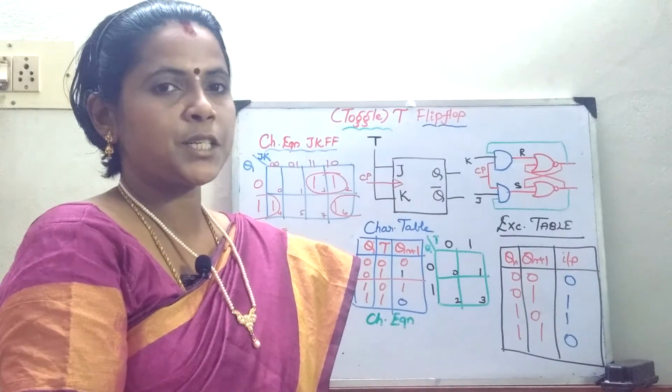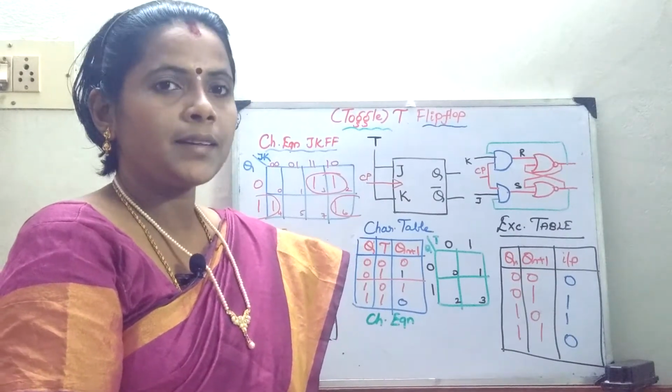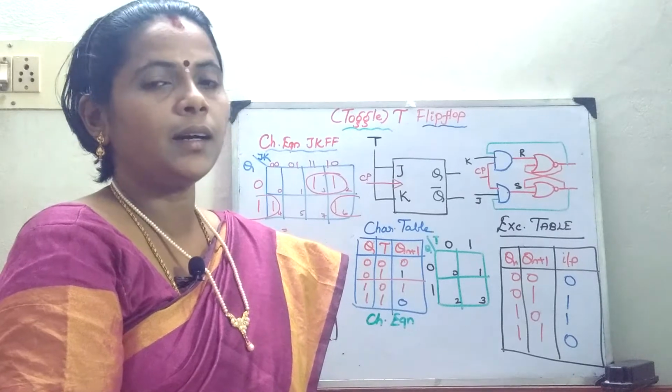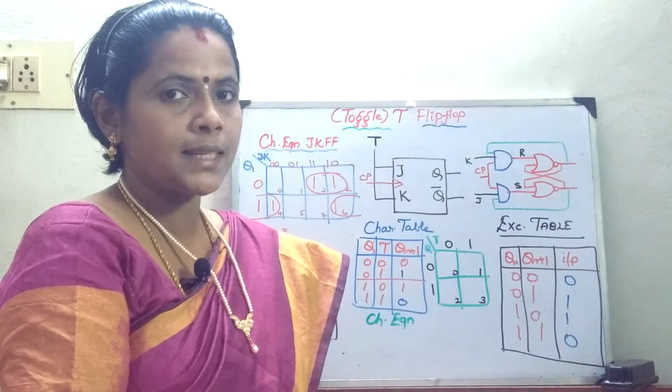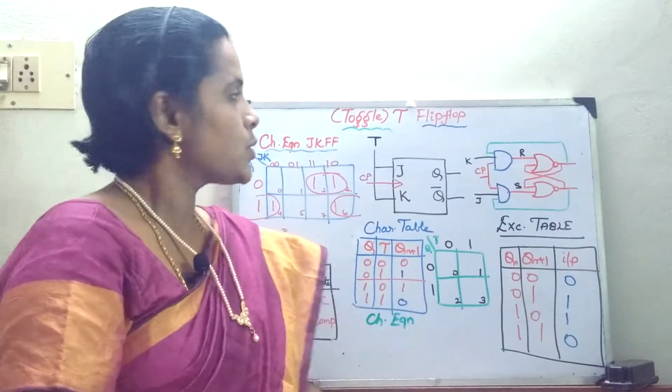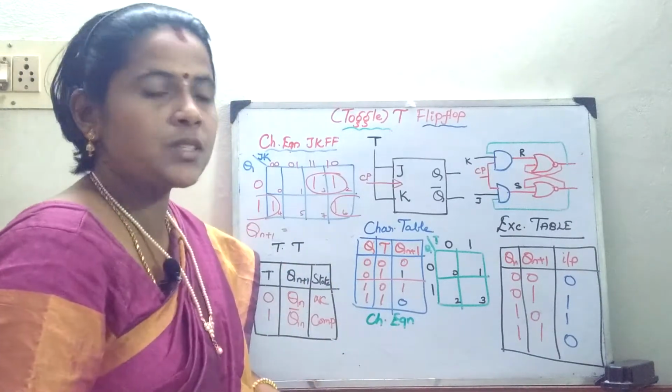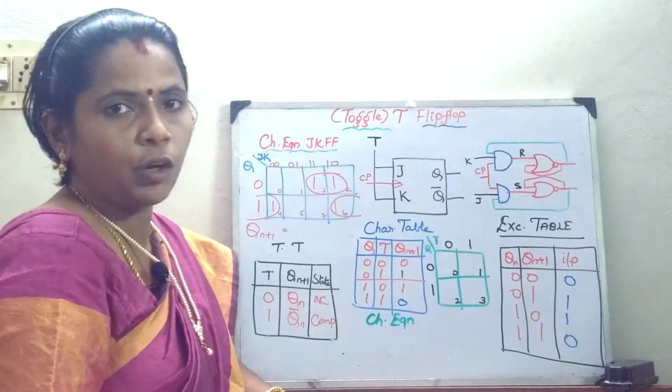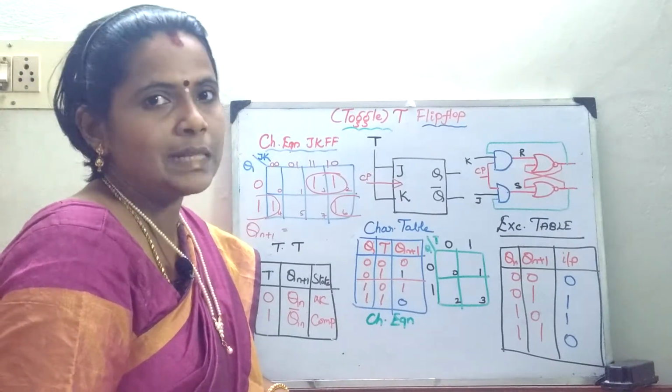In the earlier session, we have seen the characteristic table, the modified characteristic table, the excitation table and the race around condition in JK flip-flop. So, in the last session, I missed out the characteristic equation of JK flip-flop, which we will see now.